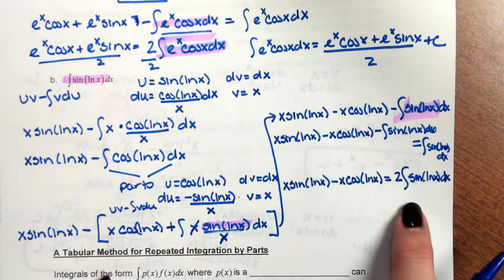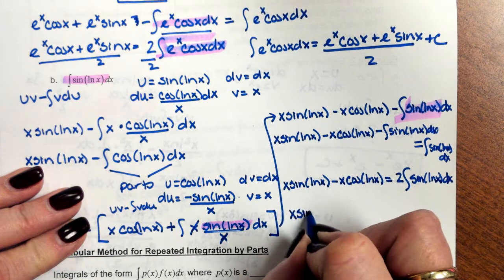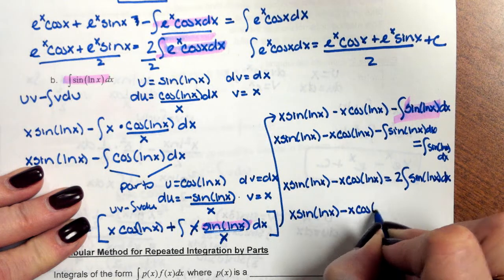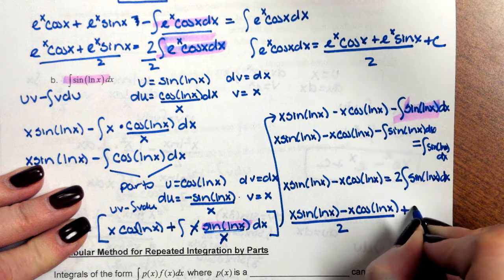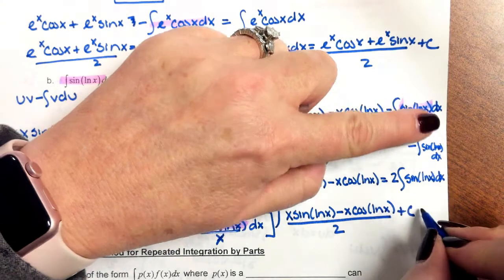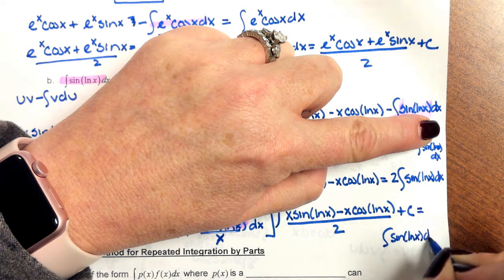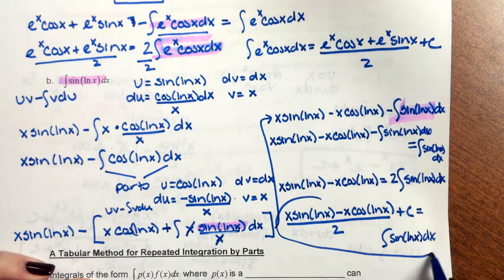Now to solve for this integral, I can divide both sides of the equation by 2. So x sine of the natural log of x minus x cosine of the natural log of x all over 2 plus c is equal to the integral of sine of the natural log of x dx. So again, that's what happens when you have that cyclic integration.